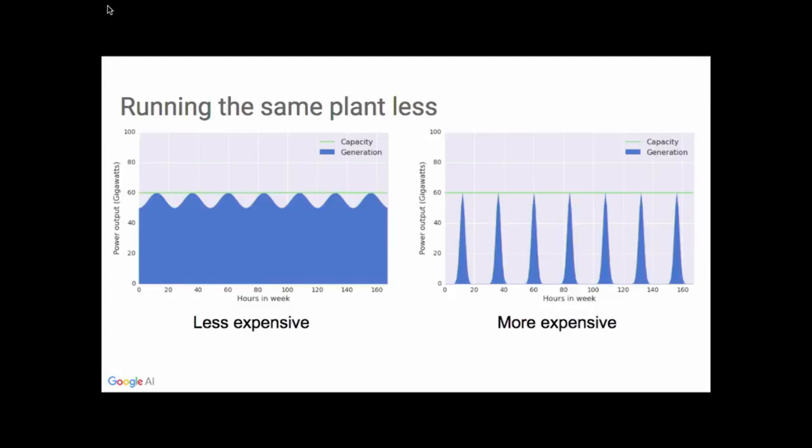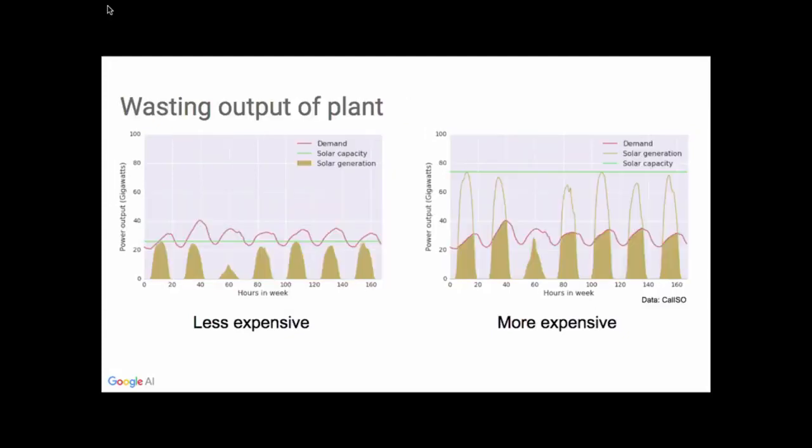On the right-hand side, let's say you only run your plant occasionally. In fact, there are such plants. They're called peaker plants. They only turn on when you have a peak in your demand. Then each joule of electricity is much more expensive because you're amortizing the cost of your capital across many fewer joules. The other way of making electricity more expensive is to waste the output of your plant.